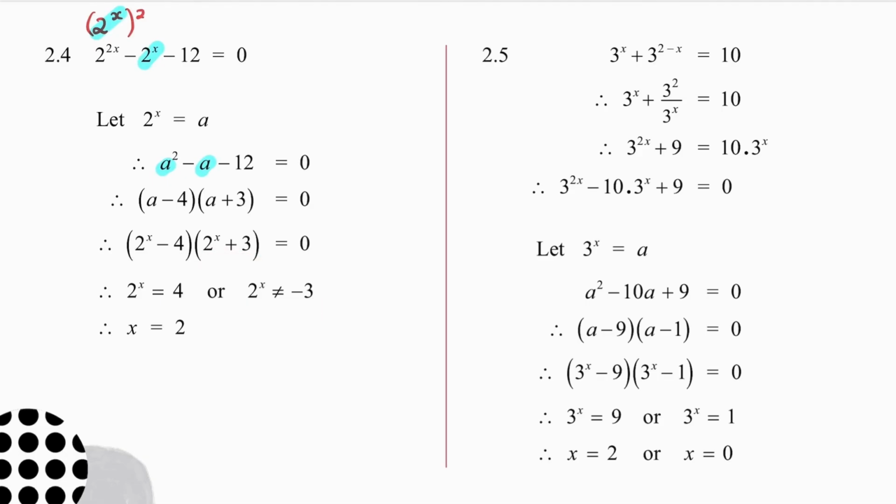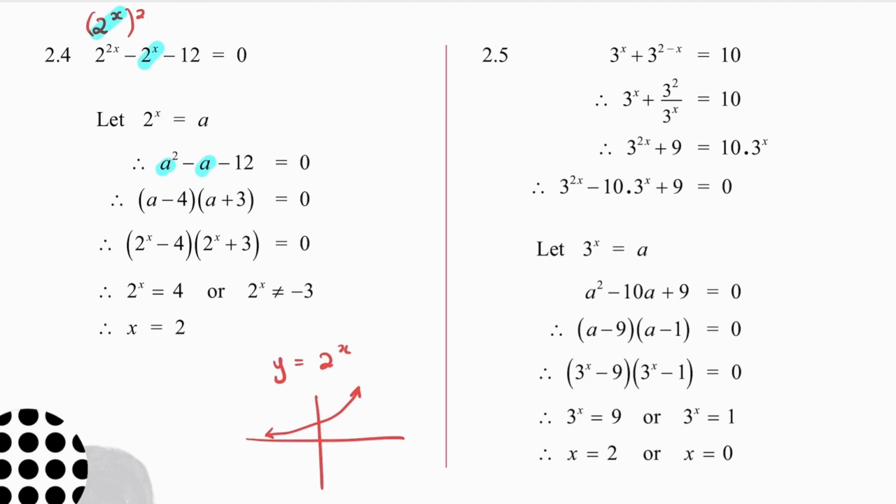But if I think of 2 to the x, the graph of y equals 2 to the x looks like the following. It's an exponential. Can 2 to the x ever equal minus 3? No, it can't. So I need to reject that answer. So the only answer I can have is 2 to the x equals 4. In other words, x is 2.